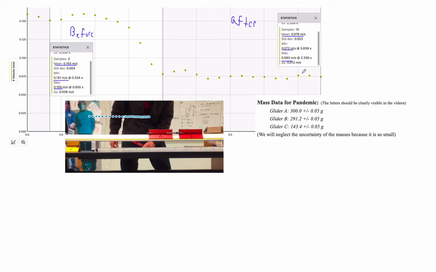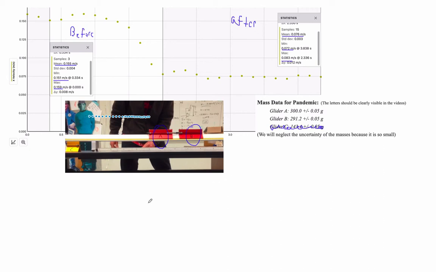Now, as far as which gliders you use, take a look at your video, right? The gliders are clearly labeled. So this is A, this is B. Okay, notice that A is the only one moving before, and A and B are moving afterwards. Glider C isn't in this video, okay? It's only going to be one of the two, right? So it's going to be BC or AB or I don't know, right? So look at your video, look at the letters. C is sitting over here watching, you know. Okay, so I at least included it in the video, right?